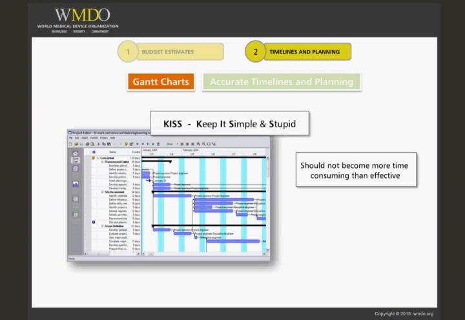Some programs, such as MS Project, may become very burdensome and may take up a lot of time from the project leader to learn how to use it. Gantt charts are very useful in a startup phase, but clear update rules must be made.